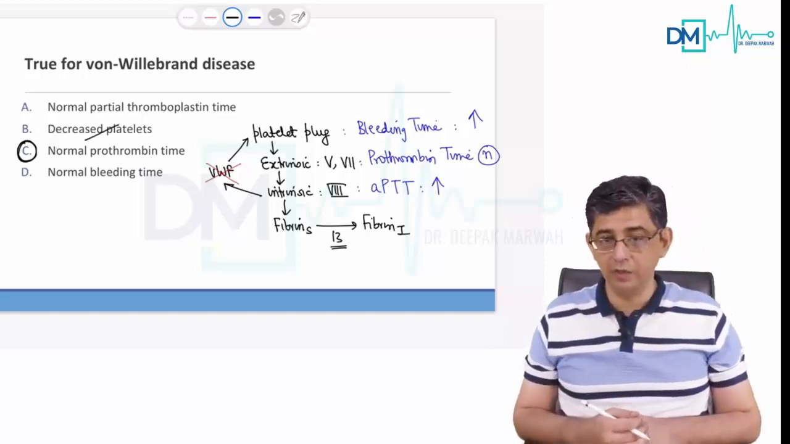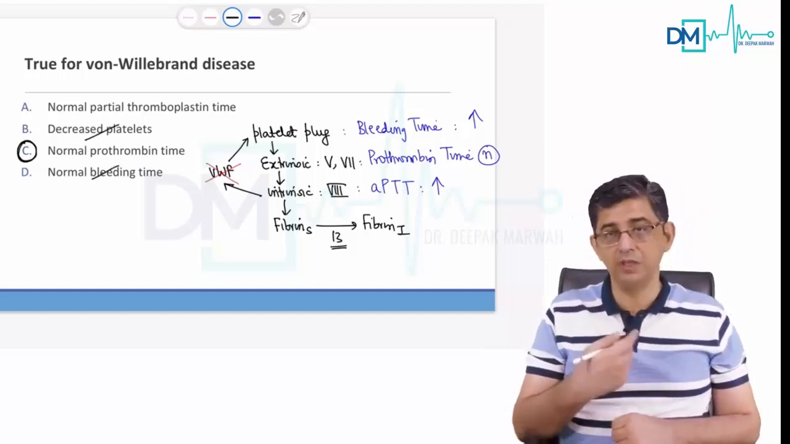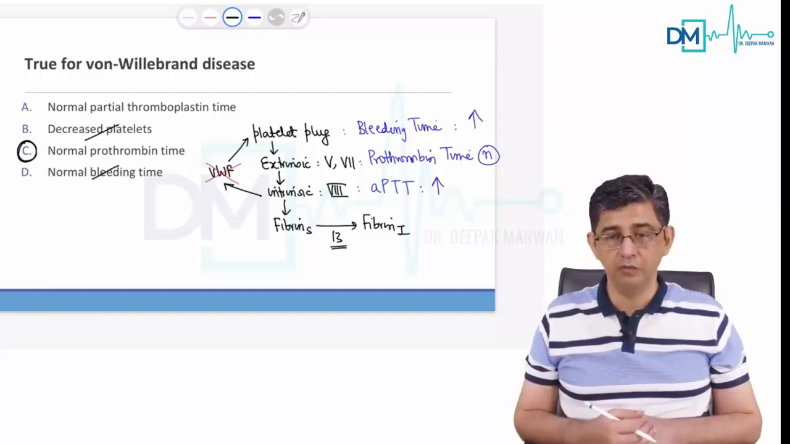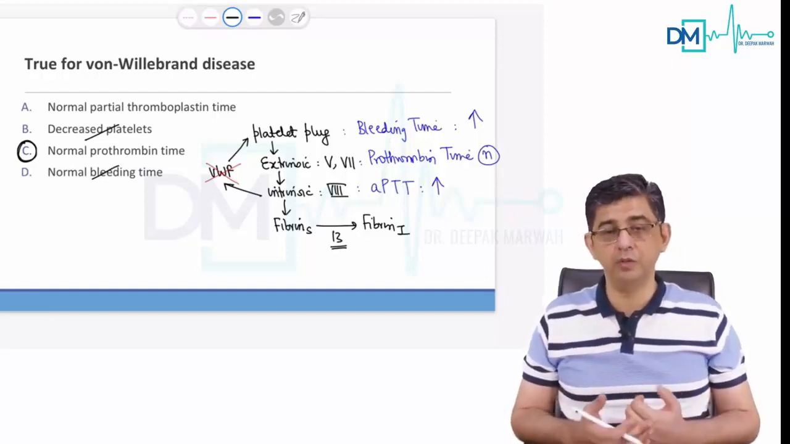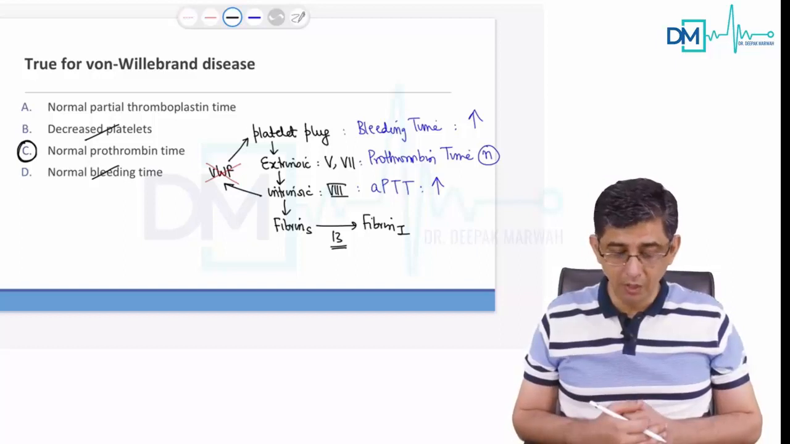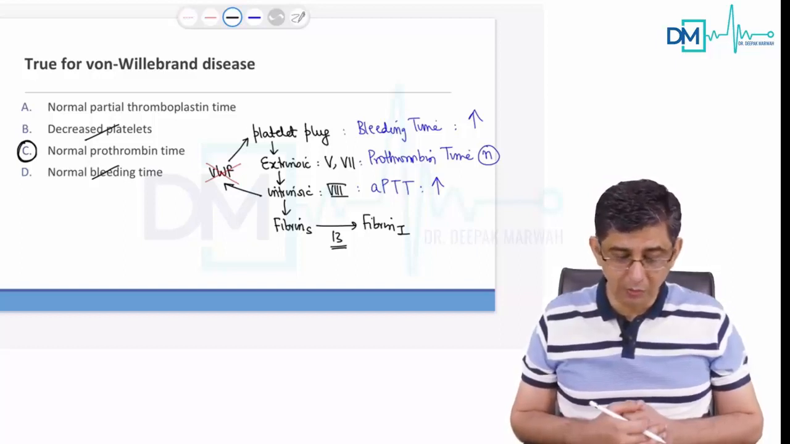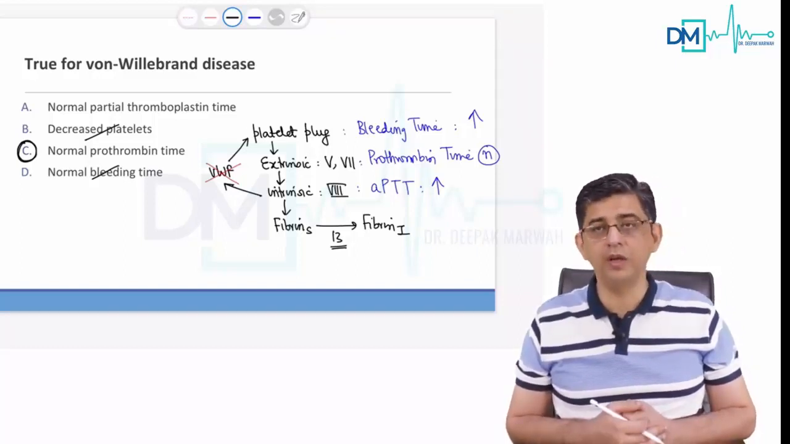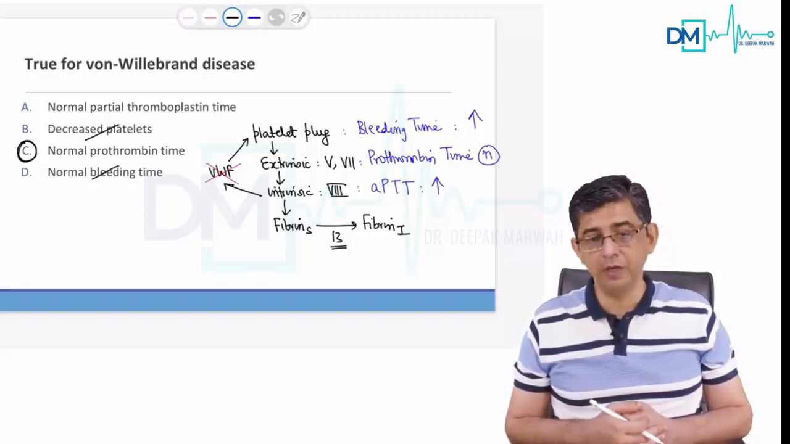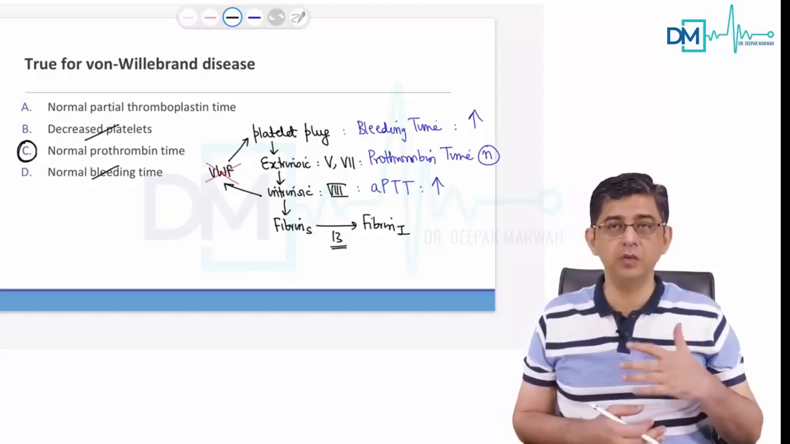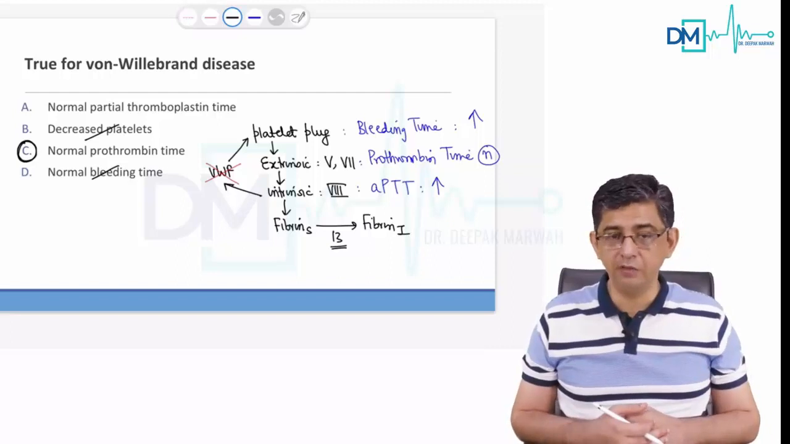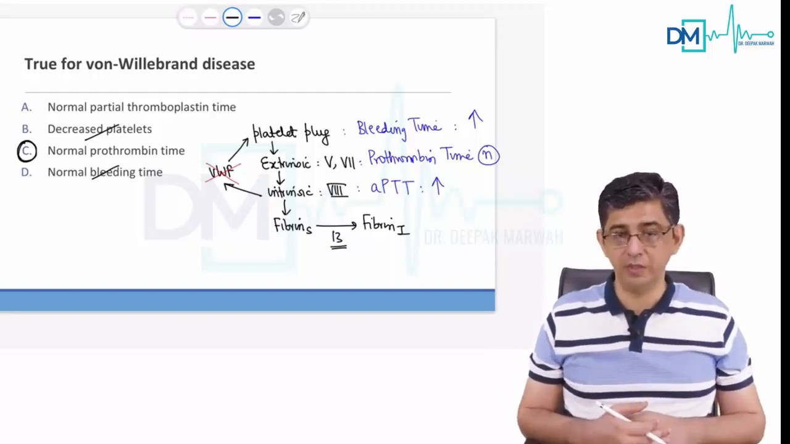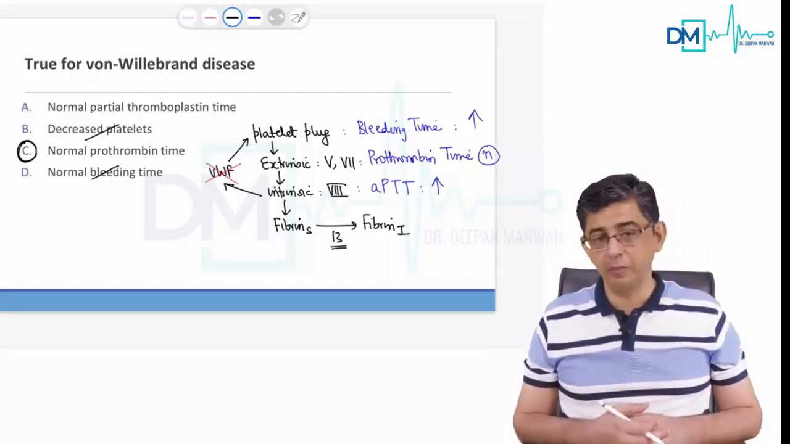And in this condition, there will be a prolonged bleeding time because, again, the problem is with the quality, and therefore the platelets are not able to bind, and therefore the bleeding time of the patient will be increased. Two options can be easily ruled out because B and D are two contrasting statements: decreased platelets, normal bleeding time. So even if I don't know about the disease, B and D I will still rule out because they are very contrasting statements. That leaves me with the remaining two.